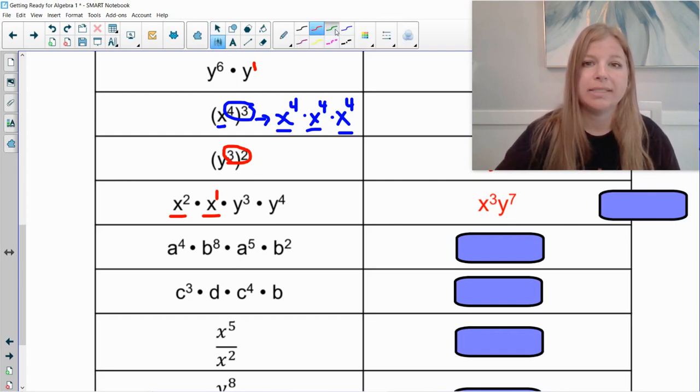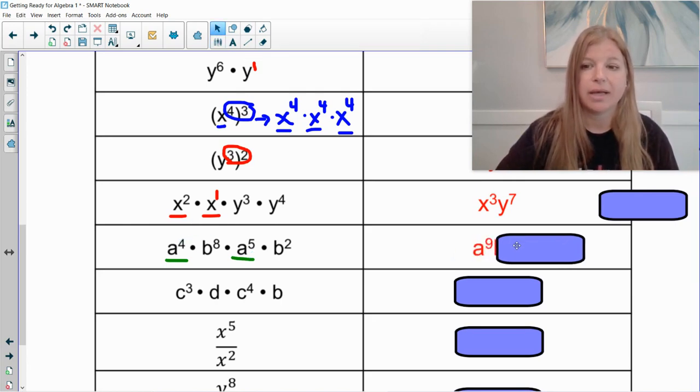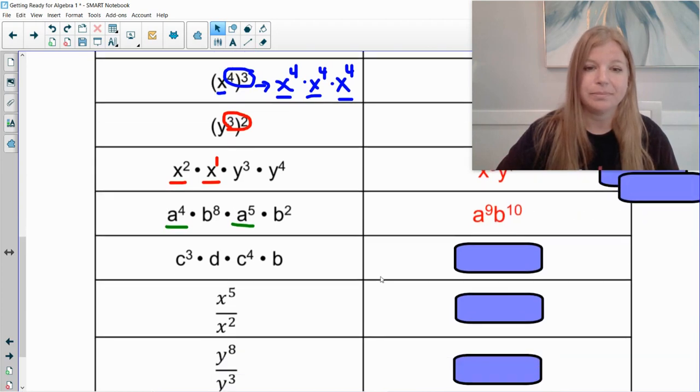In the next one, I see I have an a to the fourth and then a to the fifth. They're not next to each other. I don't want you to think that now it's something different. It's not. They're just in a different order. A to the fourth times a to the fifth would give us a to the ninth. B to the eighth times b to the second. I add those exponents. That would give me b to the 10th. C to the third times c to the fourth would give me c to the seventh.